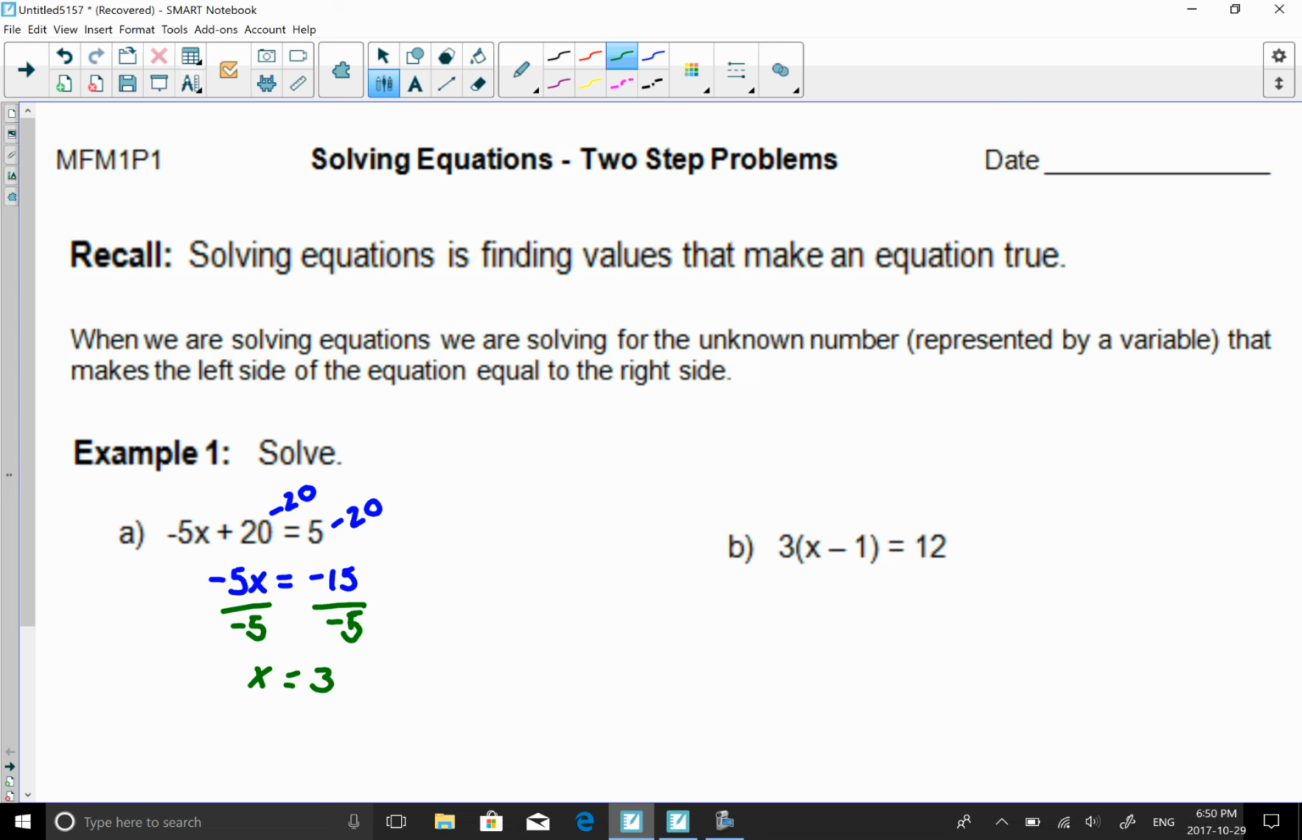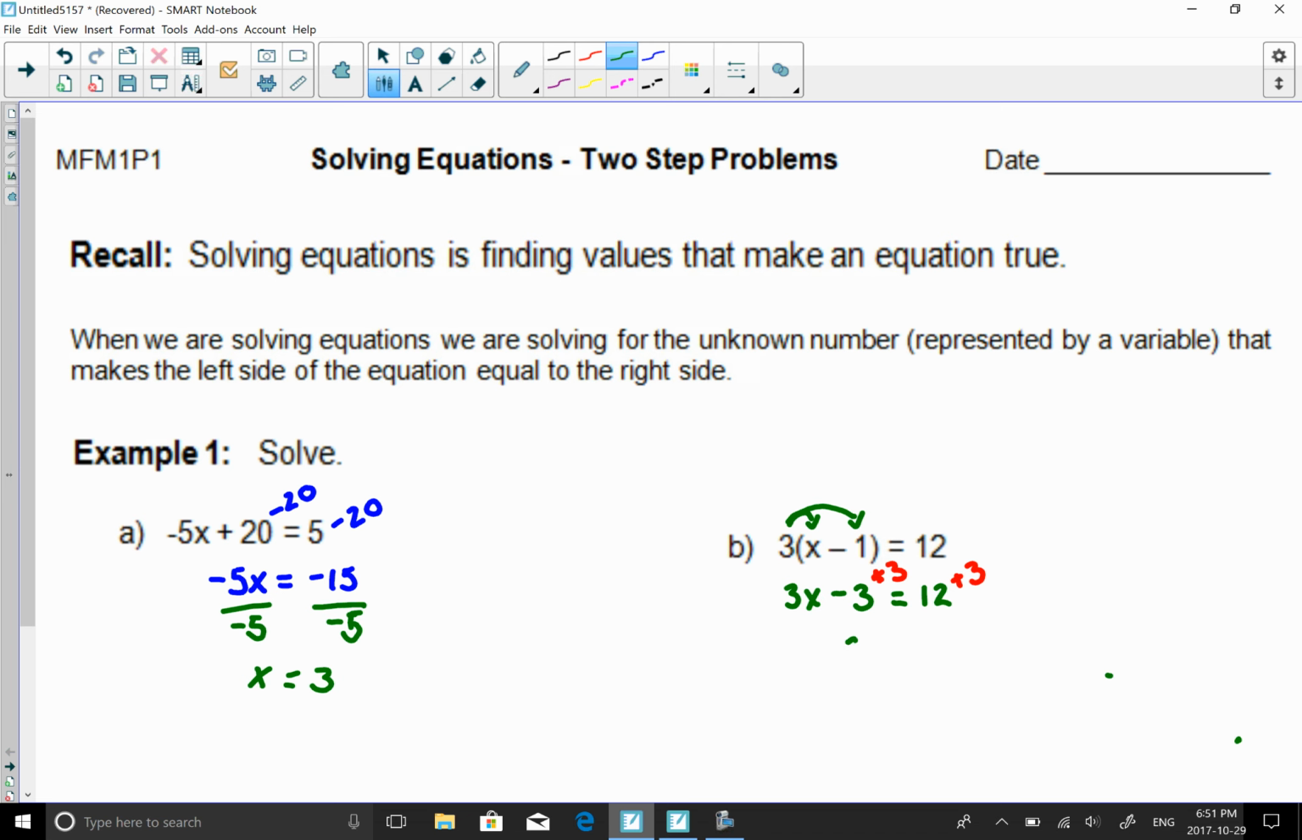So here's something we haven't seen in part B. First I have to do what I previously learned, and that's my distributive property. So that becomes 3 times x is 3x, and 3 times negative 1 is negative 3. That equals 12. Now that looks similar to A, so now I'm going to do the exact same thing. I want the x on one side and the numbers on the other. So the opposite of negative 3 is positive 3. So if I add positive 3 there and I add positive 3 here, I'm keeping it balanced.